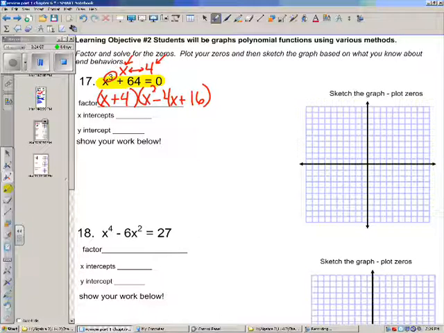And in the smaller set of parentheses, I can get negative 4. But remember, in the longer set of parentheses, you're only going to get i's every time. And going back to the original problem, my y-intercept is 64. So I'm ready to graph. It's going to be a positive bumpy line.